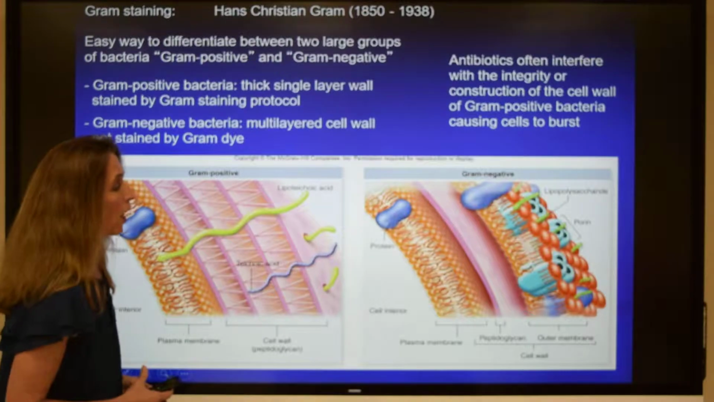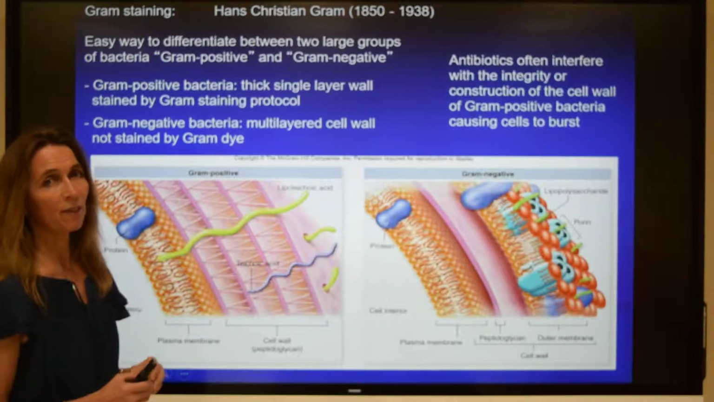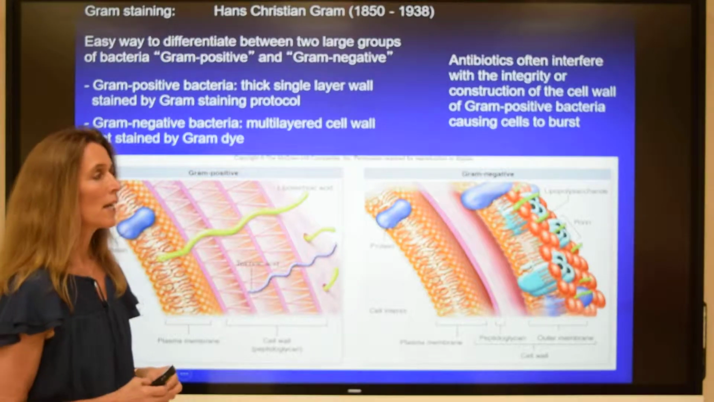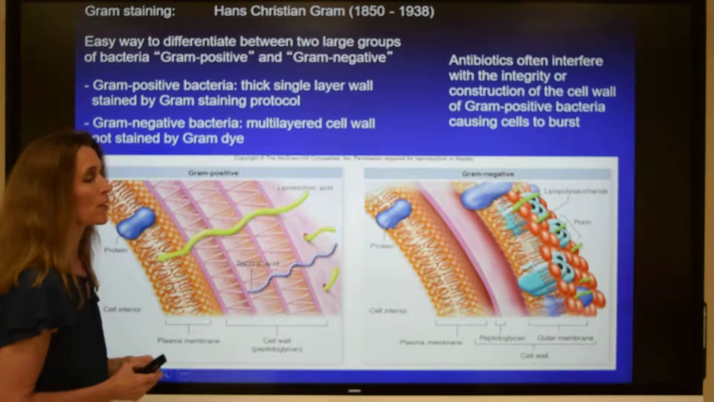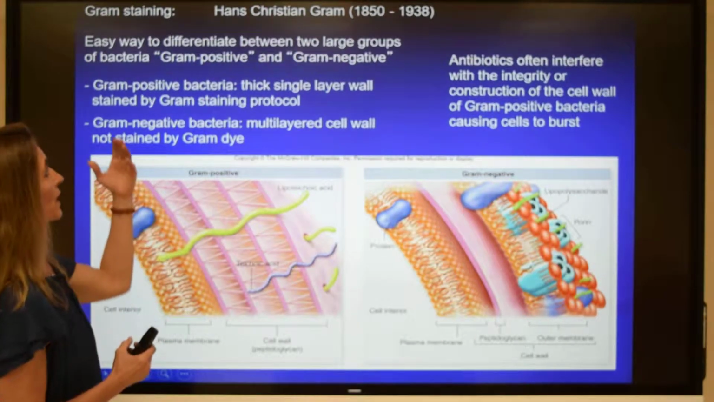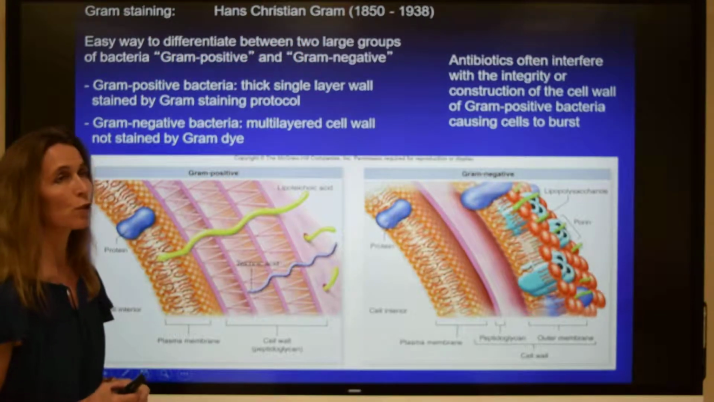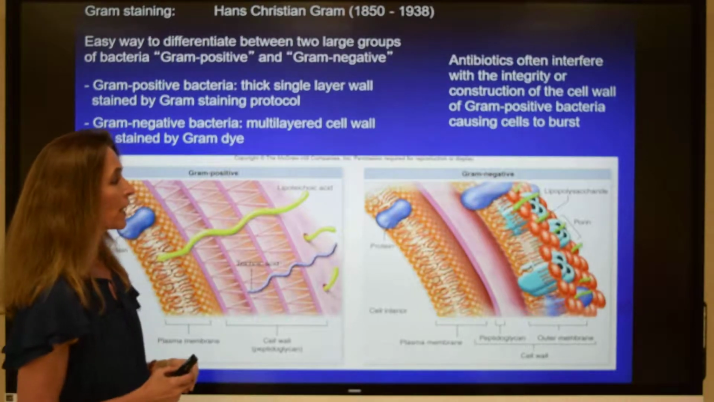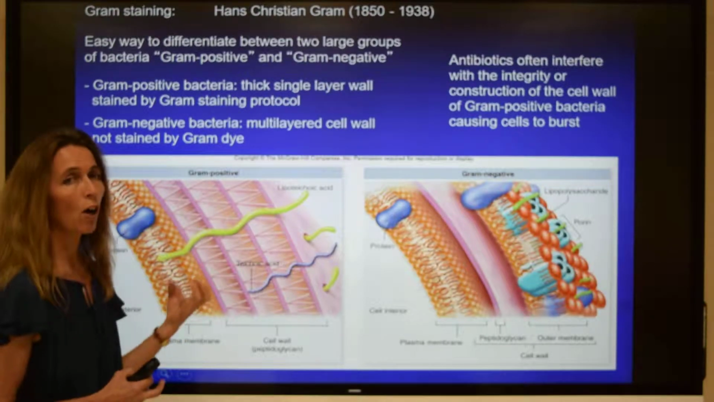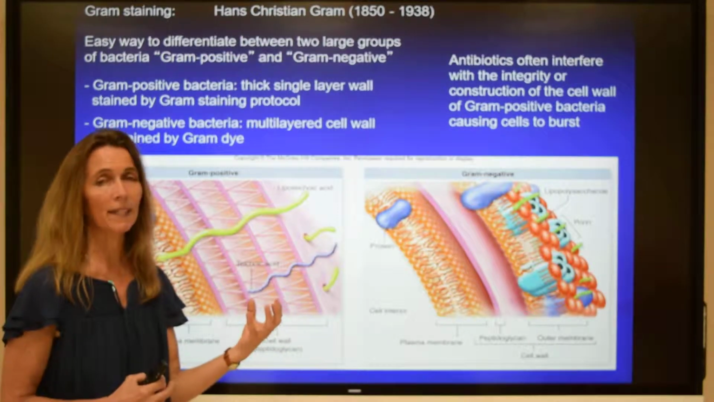So, the cell wall of bacteria. There are two main classes of bacteria, and you might have come across these words: gram-positive and gram-negative bacteria. They're called gram-positive or gram-negative depending on whether they can be stained with a certain stain developed by Hans Christian Gram, who lived from 1850 to 1938. What he discovered, more or less by accident, was that some bacteria take on this stain, whereas other bacteria cannot be stained by this dye.